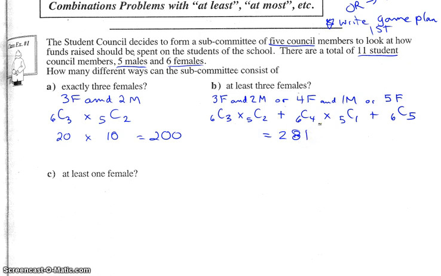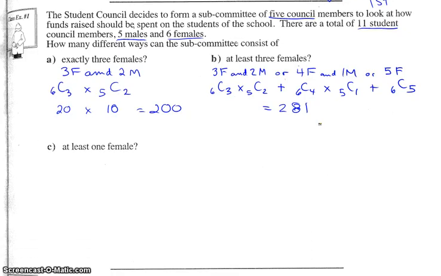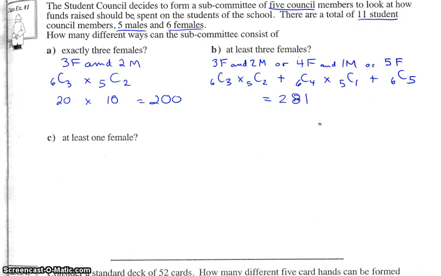All right, let's look at the third one. At least 1 female. Let's think about the scenarios there. That could be 1 female, 4 males, 2 females, 3 males, 3 females, 2 males, or 4 females, 1 male, or 5 females. Wow, that would be a ton of work, wouldn't it? Do we want to do all that work? No, because there is actually an easier way to do this question. If the number of situations when you're writing down the game plan is just so many, maybe using the complement event would be an easier way to go.